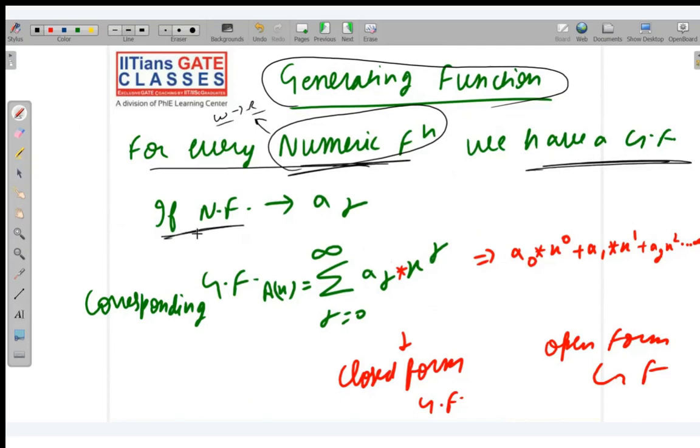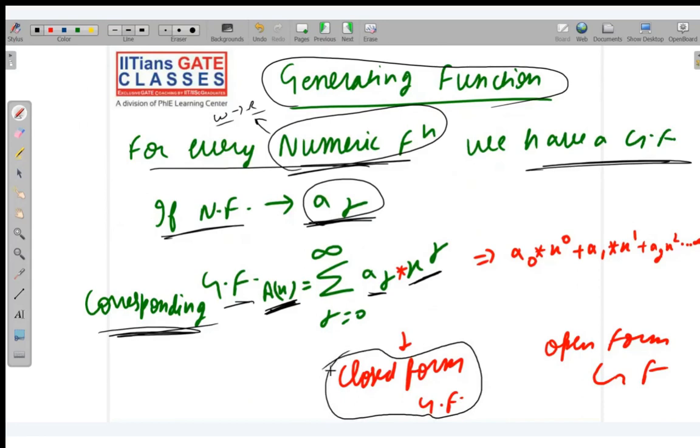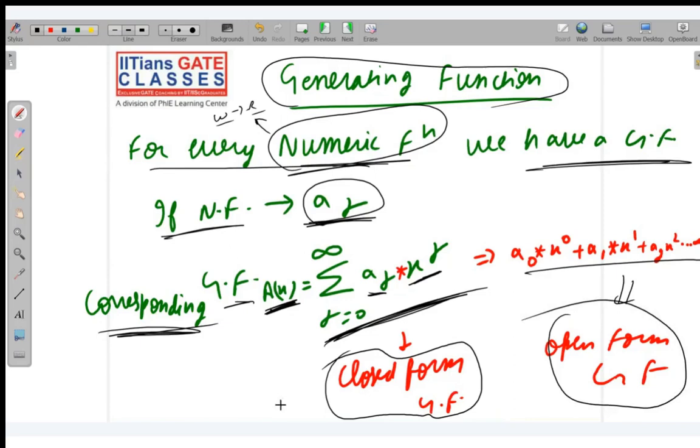If the numeric function is a_r, its corresponding generating function is represented as A(x), and it is the sum from r = 0 to infinity of a_r multiplied by x^r. This is known as the closed form of the generating function. If you open it up, when r is 0 it will be a_0 x^0, then a_1 x^1, then a_2 x^2, and so on up to infinity. This is known as the open form of the generating function.